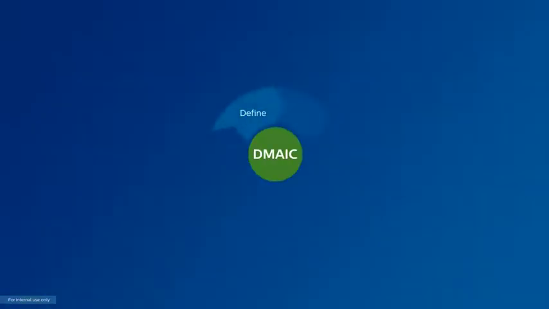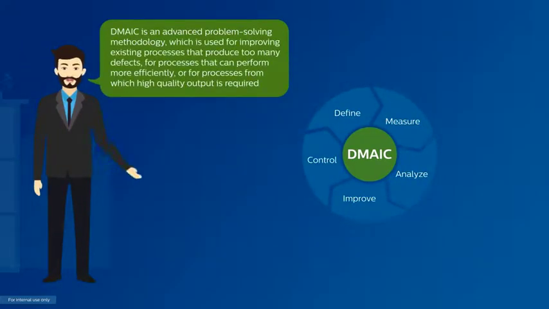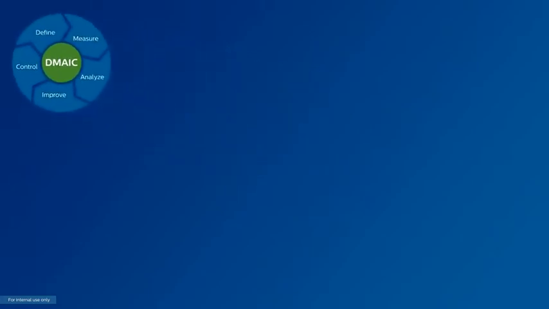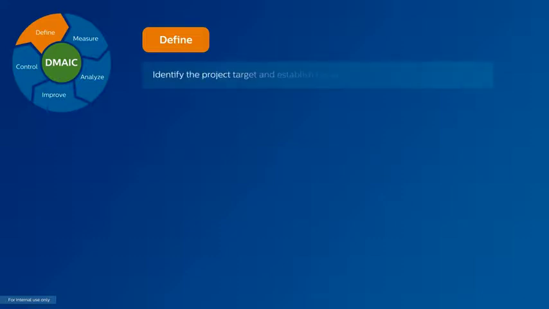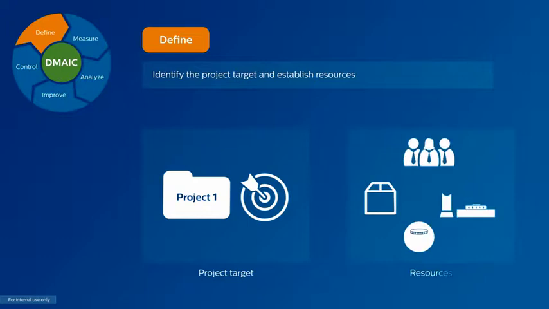Now, let's take a look at the DMAIC method. DMAIC is an advanced problem-solving methodology which is used for improving existing processes that produce too many defects, for processes that can perform more efficiently, or for processes from which high-quality output is required. The first phase in the DMAIC methodology is the define phase. In this phase, you need to identify the project target and assemble the required resources for improvement.